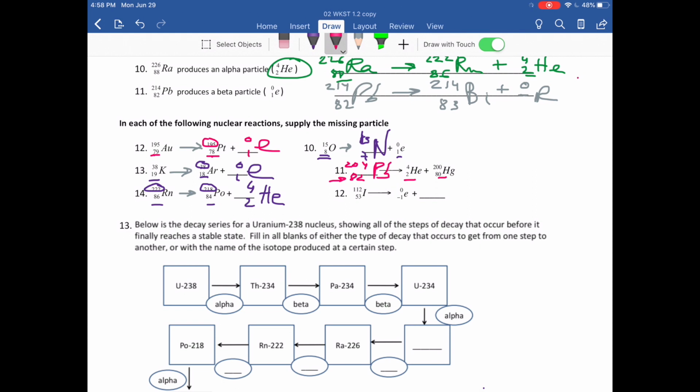And then what's going to happen is that 54 plus negative 1, it's 53. And then 112 plus 0 is 112. And this is going to be xenon.